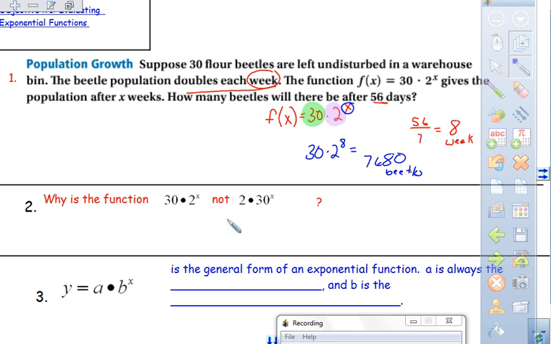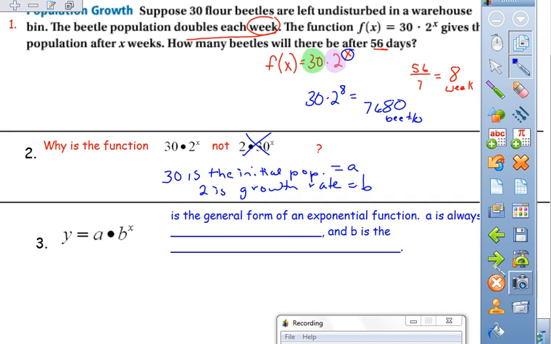Number 2, why is this function, and this goes along with number 1, why is this what we do, 30 times 2, and why didn't we do 2 times 30 to the power of x? 30 is the initial population. So that's got to be our a value. And the 2 is our growth rate. So that is our b value. So we didn't want to do 30 times a week. We wanted to double every week.